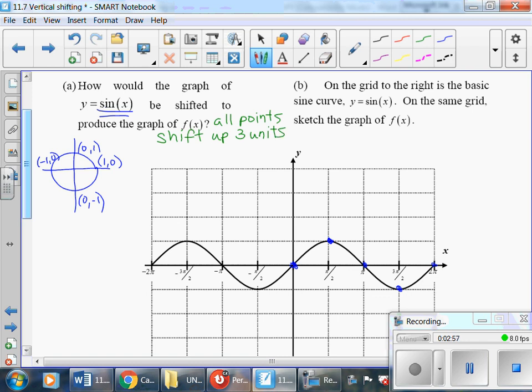In part B, it says graph it. So our 0 is going to be 0 plus 3, which is 3. And our 1 is going to be 1 plus 3, which is 4. And then it comes back down here, and back down here, and back down here. So this is what it's going to look like. It goes up to 0 and comes back again.